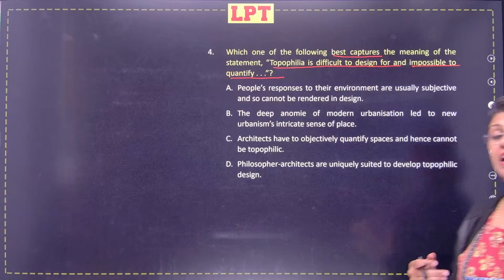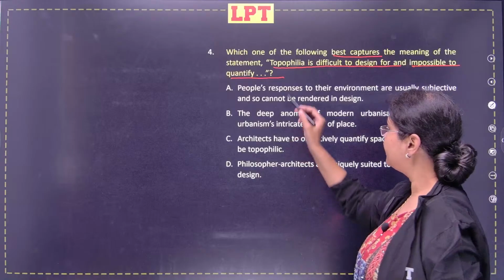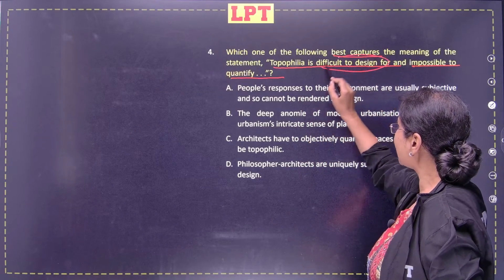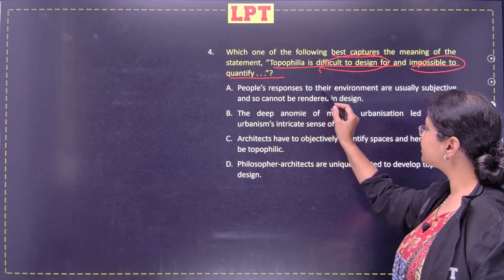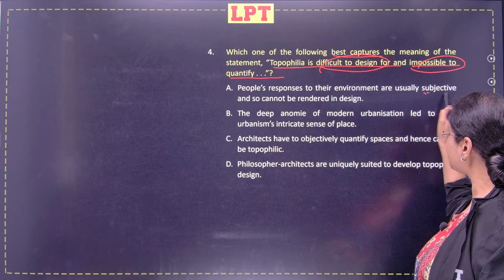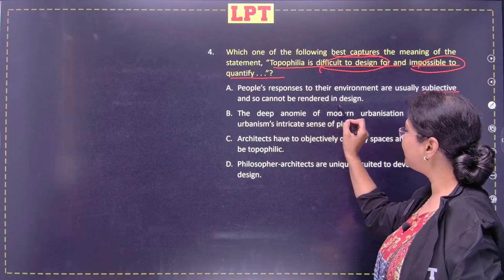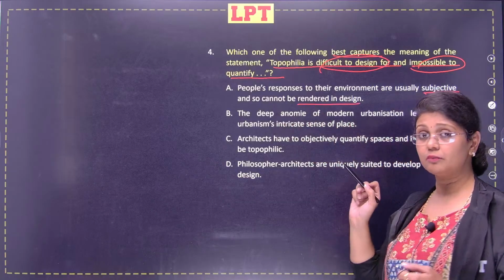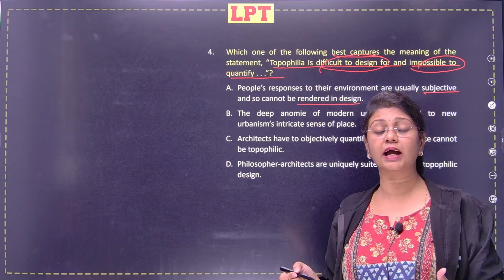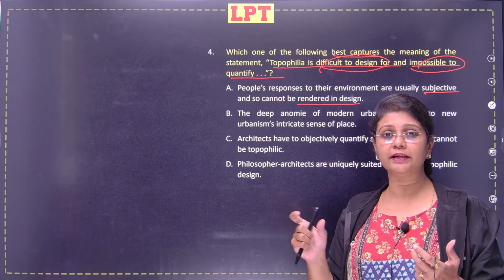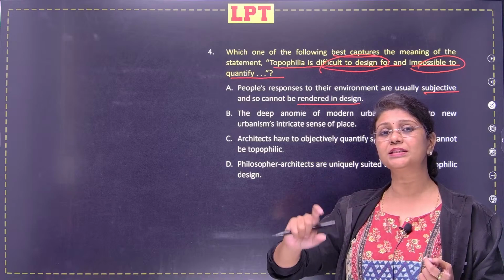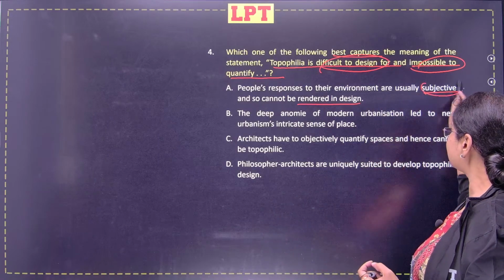Okay, let us evaluate what these options have to say. So it says difficult to design for and impossible to quantify. It says people's responses to their environment are usually subjective and so cannot be rendered in design. Well, the author did talk about the fact that the responses to place are highly varied, right? So it varies greatly from person to person. So that brings us to the word subjective.